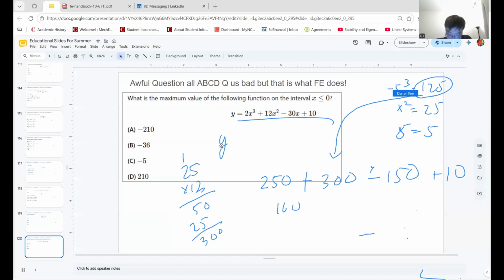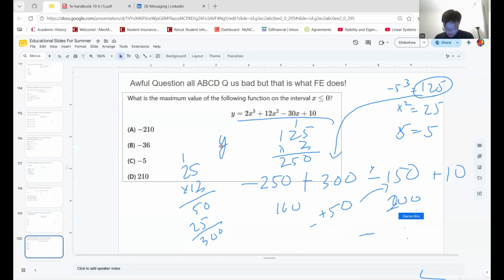This is 5 cubed negative, so this is negative. Sorry. And let me double check if 125 multiplied by 2 is correct. Okay, it's negative, so positive 50 over here. Then it becomes 100, 200 over here, and 210. Yes. Okay.